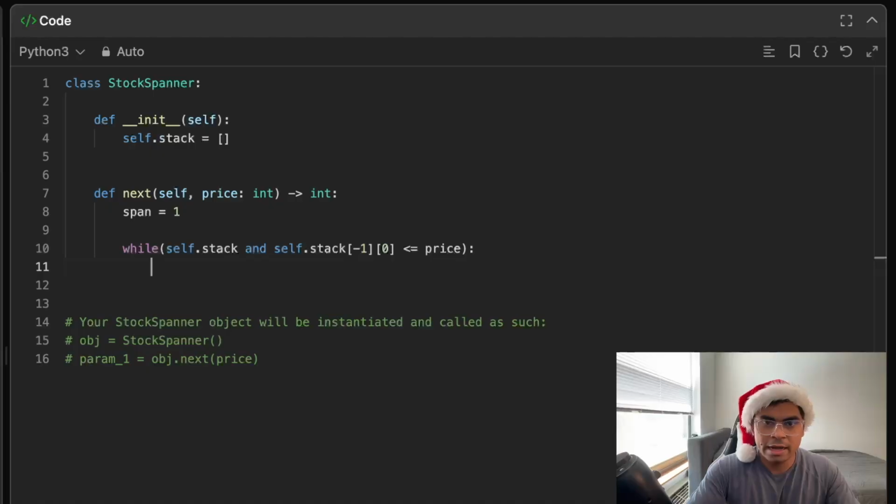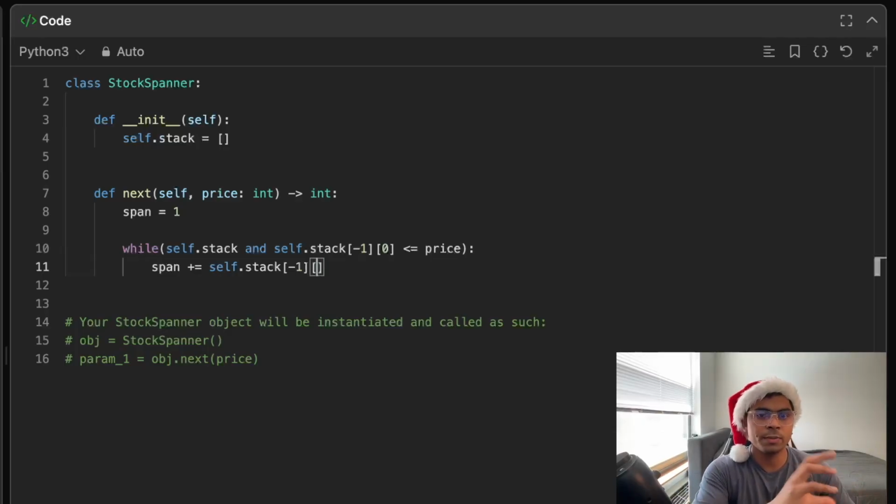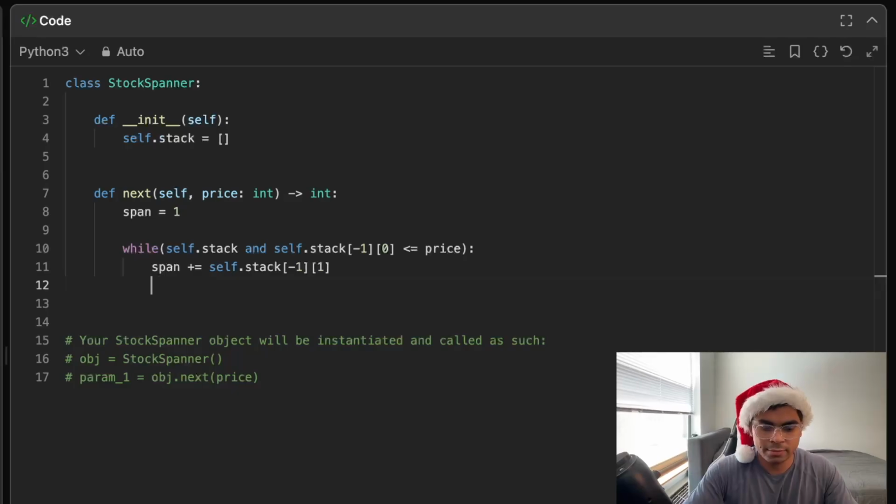So I will add to my span plus equals self.stack's value. Before I pop it, let's get its span, what I'm popping out, because it's less than or equals to my current price, so that will be at first index. That's what I'm popping out. And then let's have self.stack pop. Okay, easy peasy.